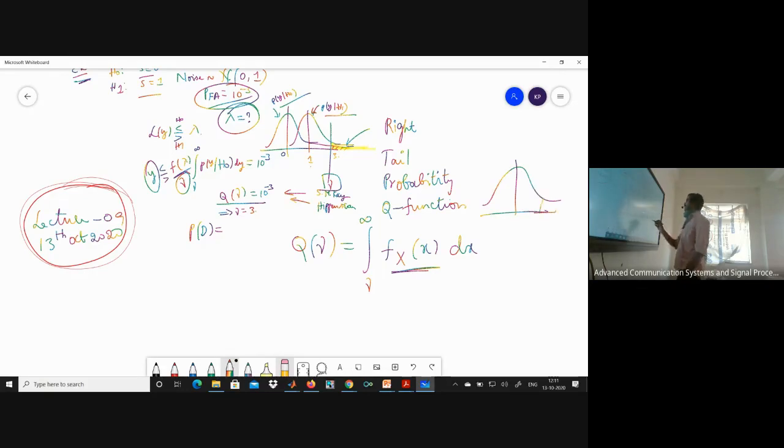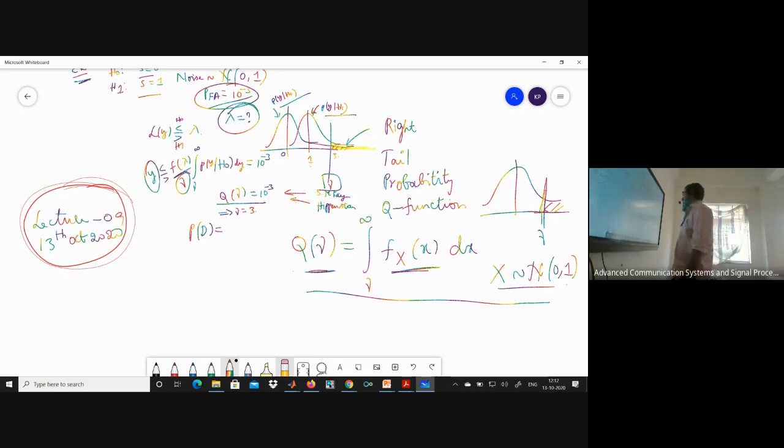actually this Q function is defined for a random variable x which follows a normal distribution with mean 0 and variance 1. So for this particular random variable, if you would like to calculate the right tail probability, if I consider this as gamma and I would like to calculate this area, you can make use of this Q function.